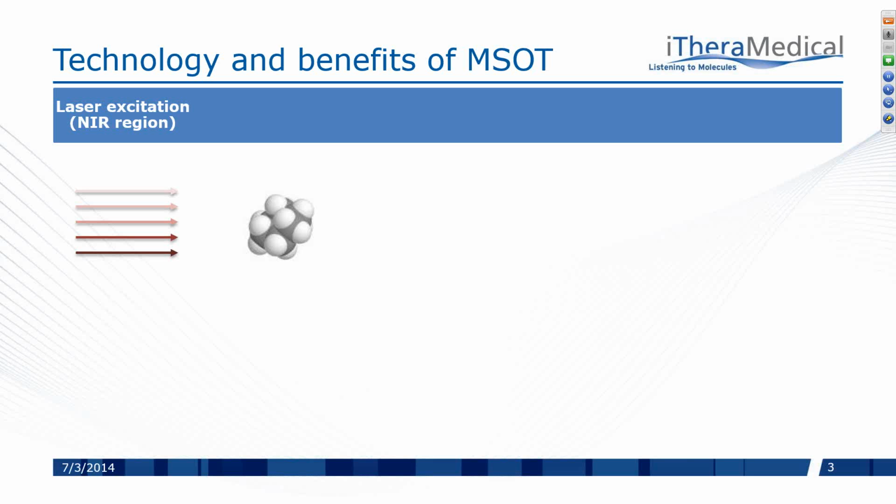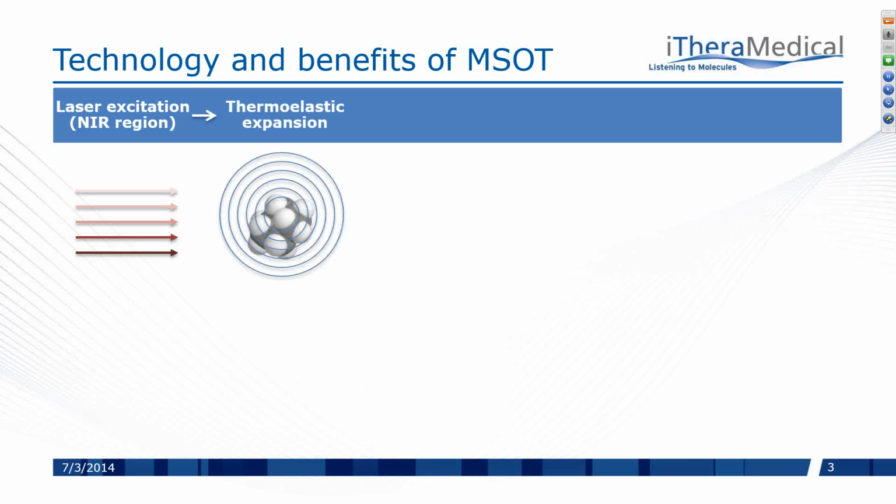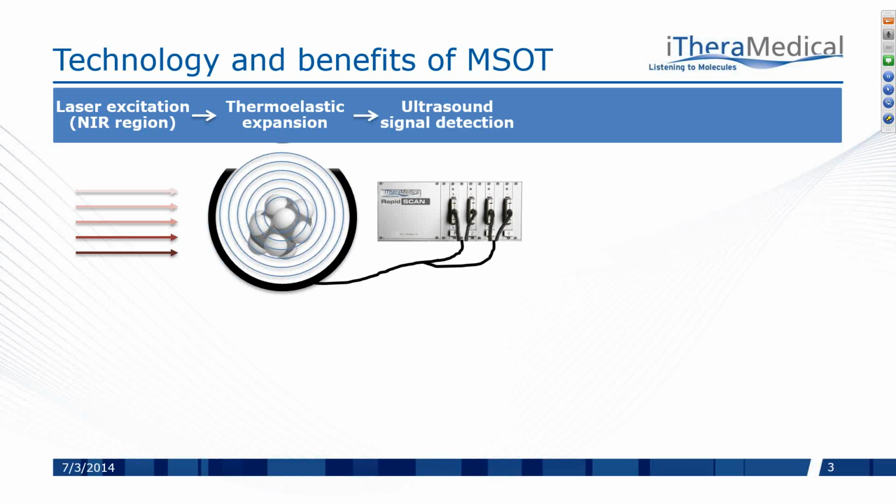We illuminate the object, a molecule in this cartoon, but more typically a whole mouse, and that light gets absorbed, and this leads to a thermoelastic expansion after absorption. This thermoelastic expansion leads to ultrasound waves, and this is what we detect tomographically. So the T in MSOT stands for tomography, and that means that we detect those photoacoustic signals surrounding the animal in a tomographic way.